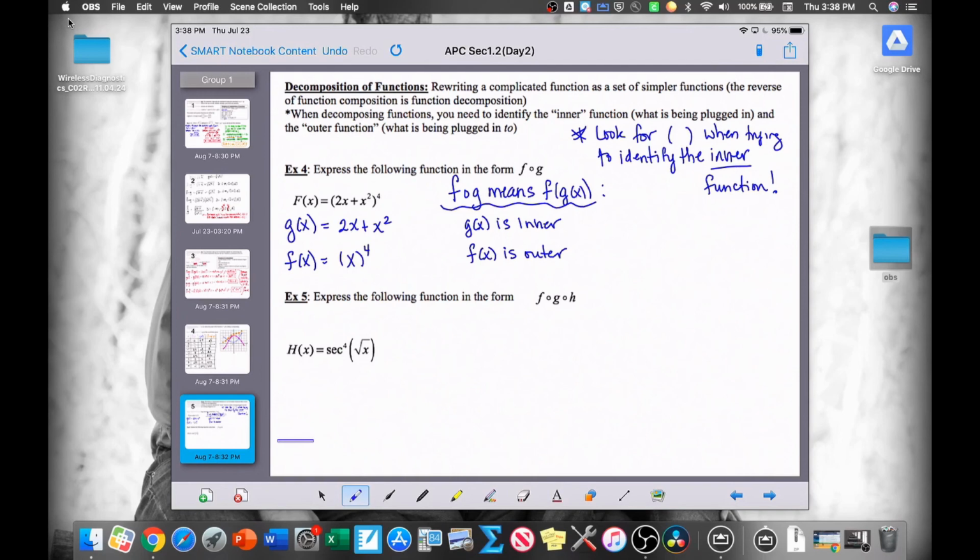And you can always check your work. If you plug g of x in for x in f of x, do you get the original function that they gave you? And the answer is yes, you do, right? So let's check it. f of g of x would be equal to something to the 4th power, and that something would be 2x plus x squared. So that one works.